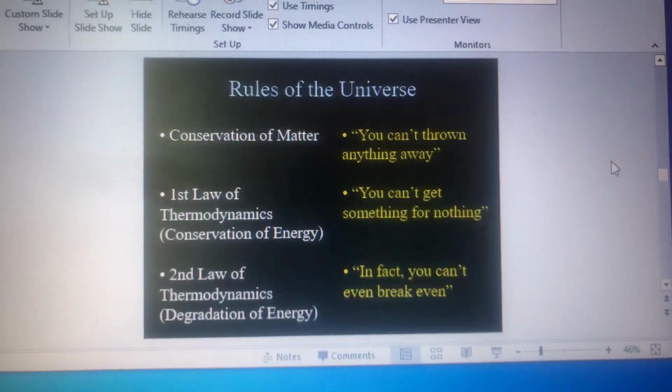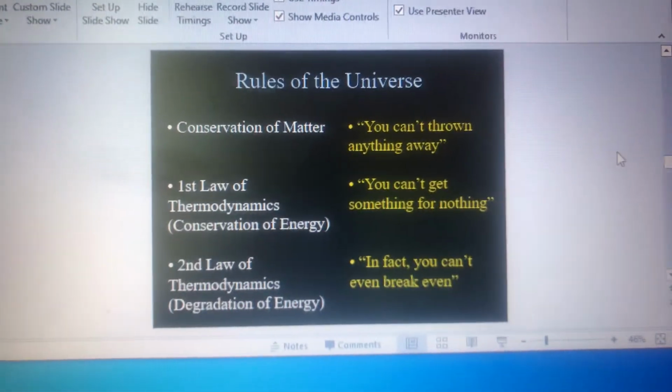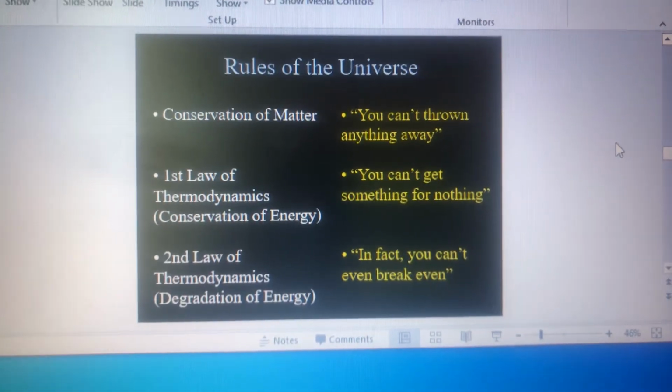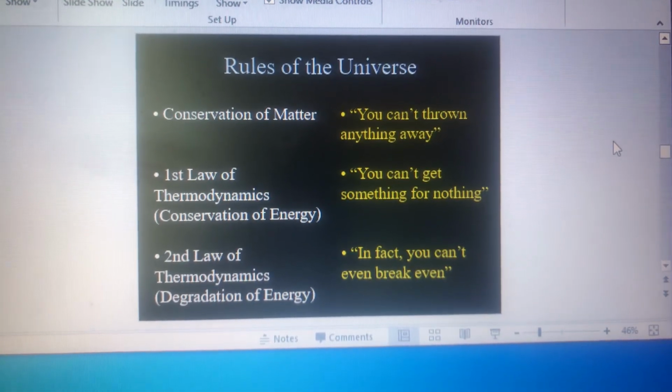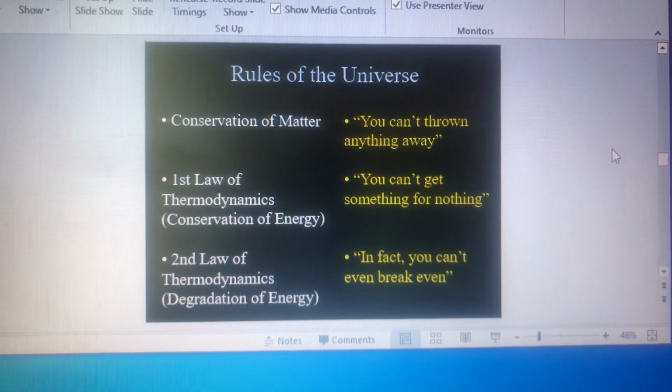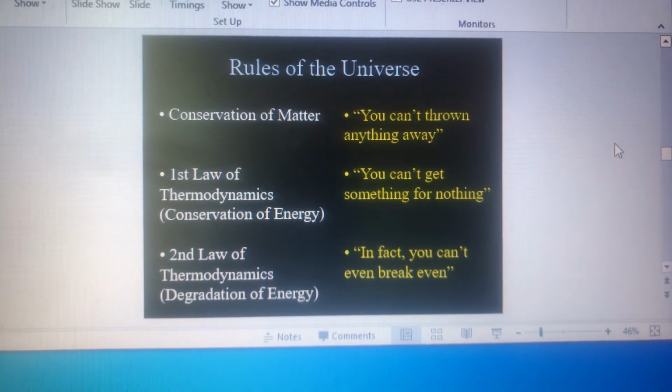Let me go back here. Rules of the universe. Conservation of matter. You can't throw anything away. So conserve matter. Sorry, but nothing can be created nor destroyed. So you can't throw anything away.